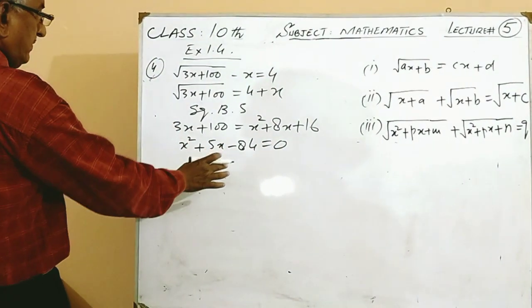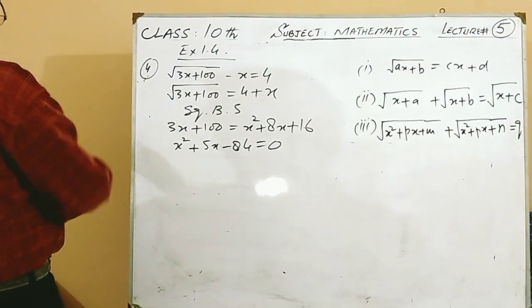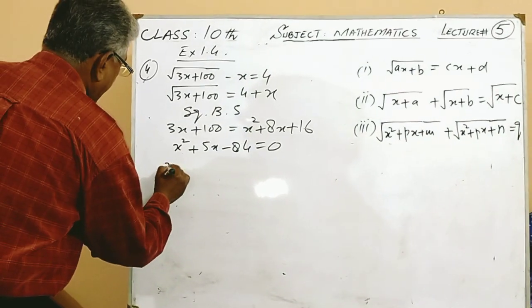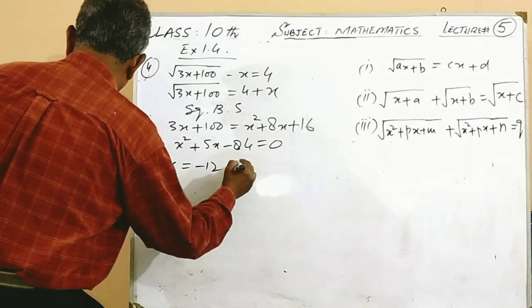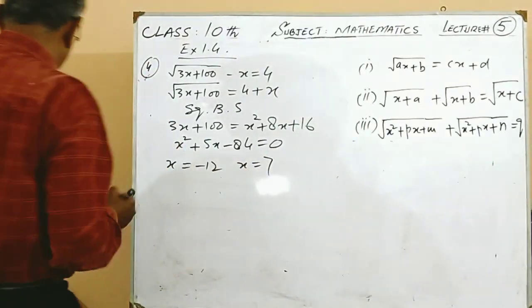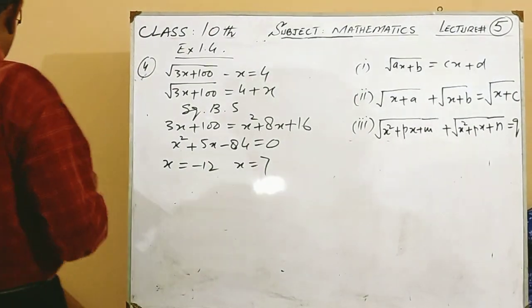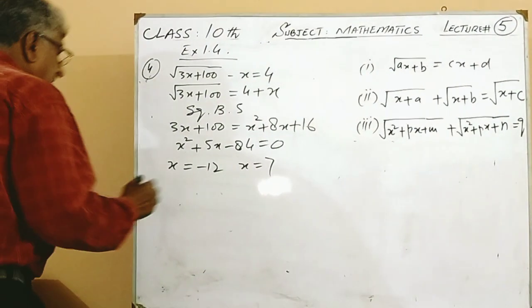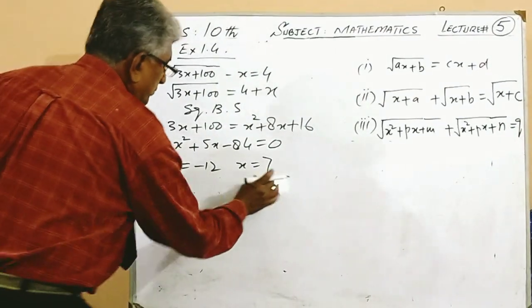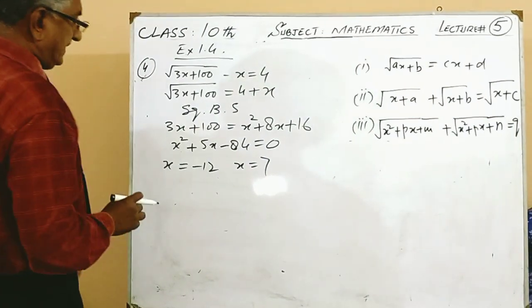Now you will solve this quadratic equation and you will get two values. One value is x is equal to minus 12, the other value is 7. My dear students, now I am going to introduce extraneous roots here, because in this case there are two roots. One root is x is equal to 7, other is x is equal to minus 12.